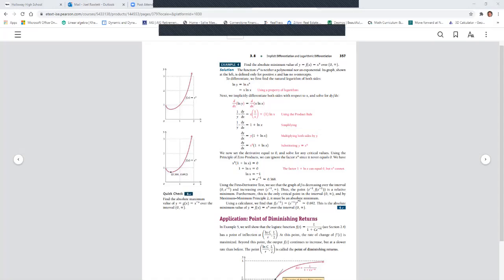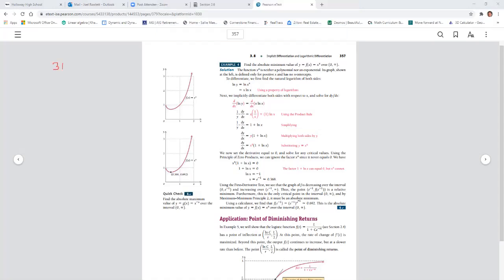Suppose I have 3xy plus 2y squared minus 1 is equal to x. I have no idea what this graph looks like, but I do want to find y prime. I want to figure out what is the derivative of y with respect to x.